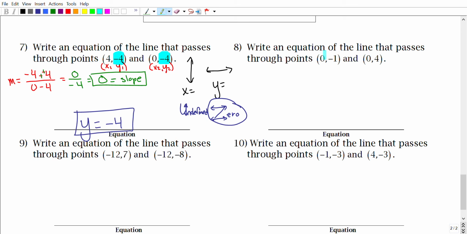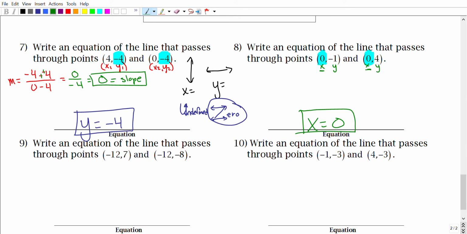What do you guys notice never changes here? Hopefully you noticed that it was the 0 that never changed. Now, that 0 is always in what position? The x position or the y position? This is my x, this is my y. My x, this is my y. It was in the x position. So guess what it's going to start with? That's right, it's going to start with an x equals. And what value was x always? x equals 0.